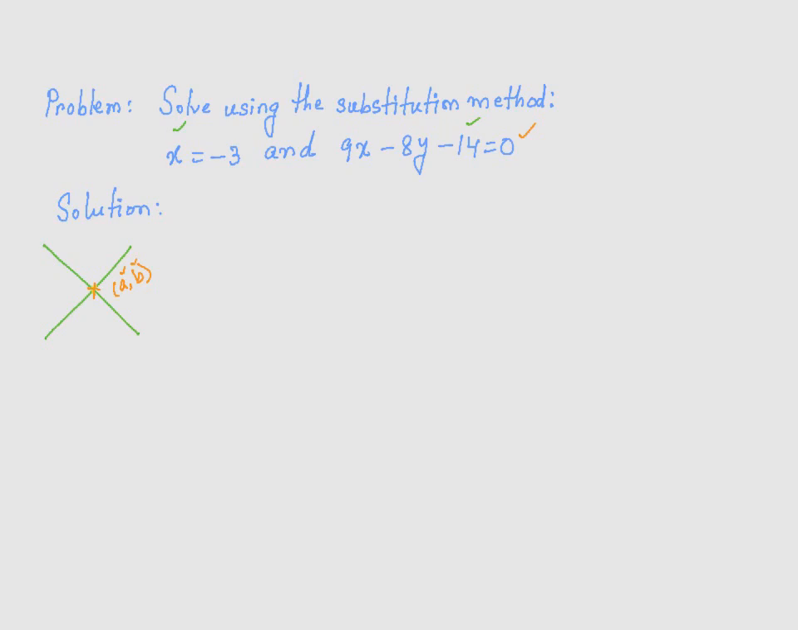Now let's go ahead and jump into the problem. As it is, the problem basically screams for the substitution method because one of the values is already given, x is equal to -3. So all we have to do is take this value and plug it into the other one and solve for y. If we did that, it's going to be 9 times -3, minus 8y, minus 14 is equal to 0. 9 times -3 is -27, minus 8y, minus 14 is equal to 0.